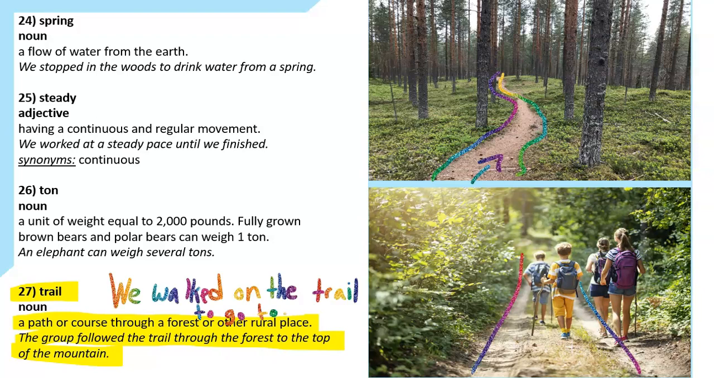When you're writing a sentence, maybe you can write one like this. We walked on the trail, or you can say, we walked along the trail to go to where? Where were you going? To the top of the mountain? Where?